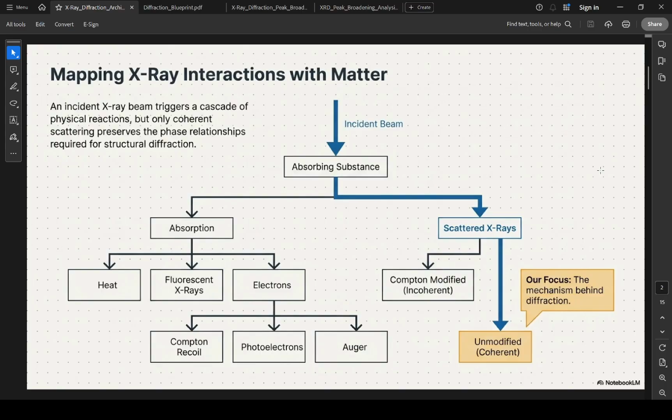When an incident beam falls on a surface, there will be absorption of the X-rays, and there will be scattering of the X-rays. If there is absorption of X-rays, then the result would be either heat, so the material will get heated, or it will release fluorescent X-rays, basically X-rays which are slightly larger in wavelength, similar to how we have fluorescence in visible light. Or it can also release electrons, which can be because of three phenomena.